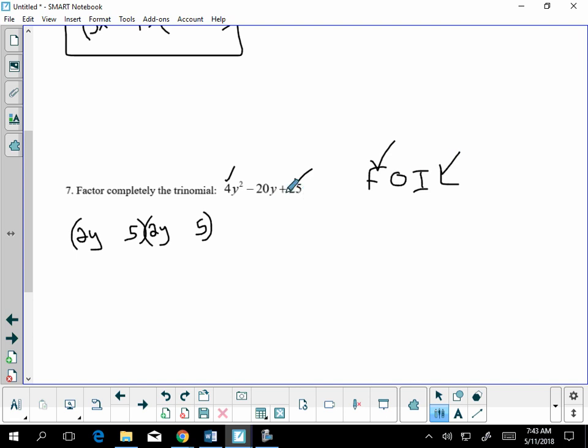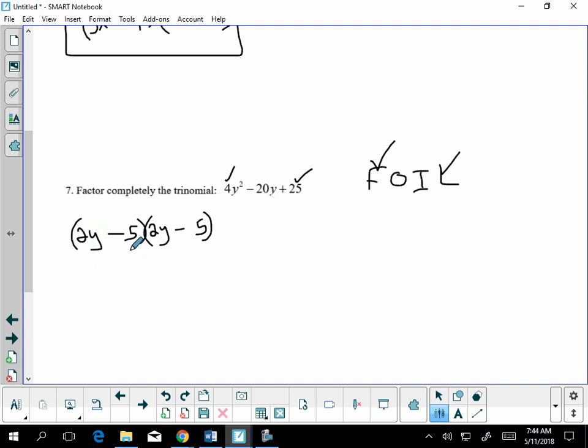Then I look at my signs a little bit. I know that that's a plus, so both of my signs have to be the same because a negative times a negative is a positive. But since this is negative, I know both of them have to be negative. So there's my guess. And looks like I have a perfect square trinomial.